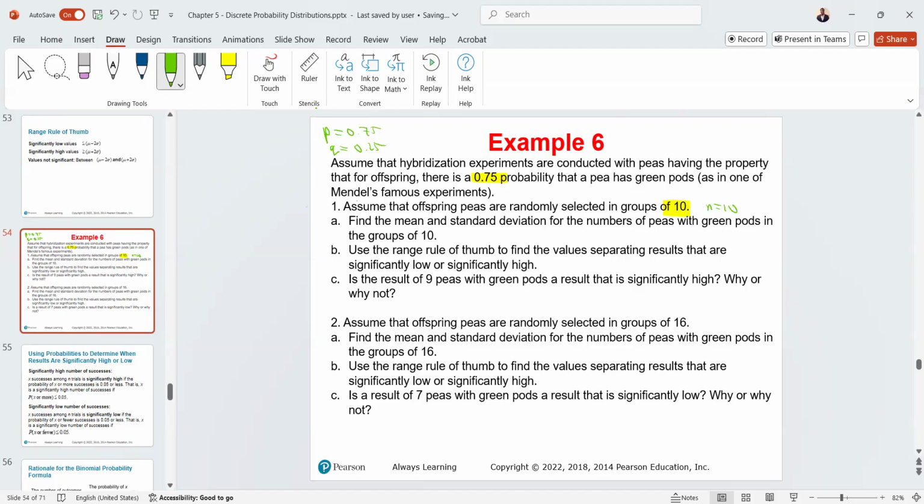So for us, what we're going to do, we know in the first example, the mean mu is NP. What is NP? That means 10 times 0.75. So if we find the mean, for us here, the mean is 7.5.